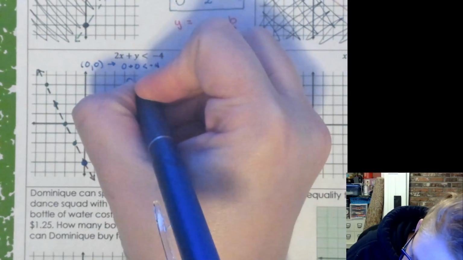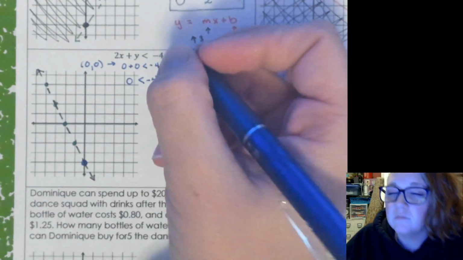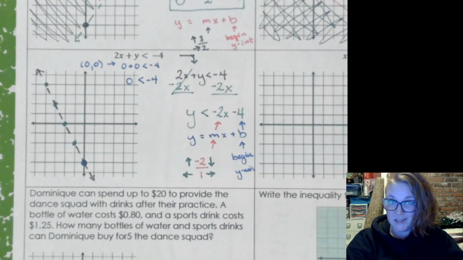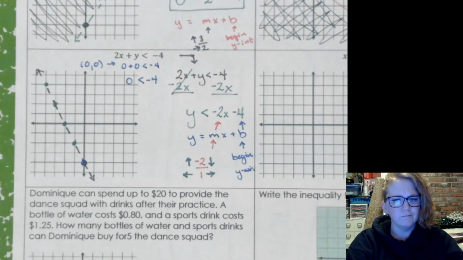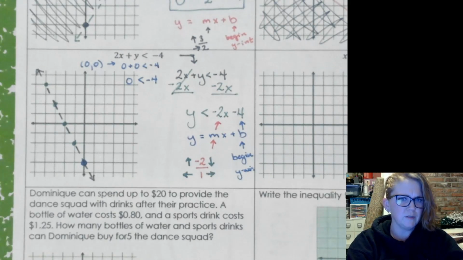Oh, hey, 0 plus 0 is still 0. I know you're shocked. But all right, so we got 0 is less than -4. Make sense? Is 0 smaller than -4? Hopefully you said no. Okay, it's not. 0 is definitely bigger than -4.